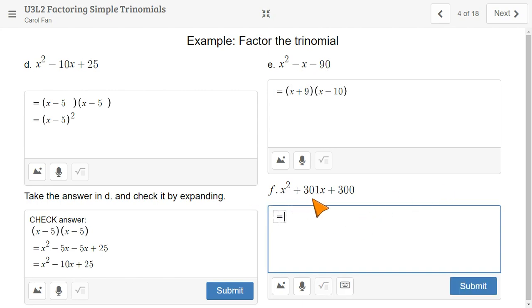Last example here, x squared plus 301x plus 300. So I know that it's going to be positive, and factors of 300, if I did 300 times 1, add those two together, we get 301.